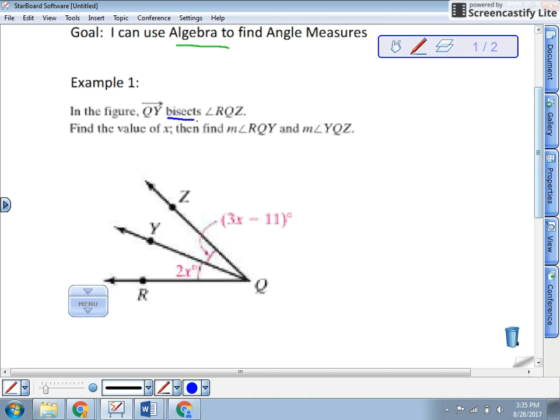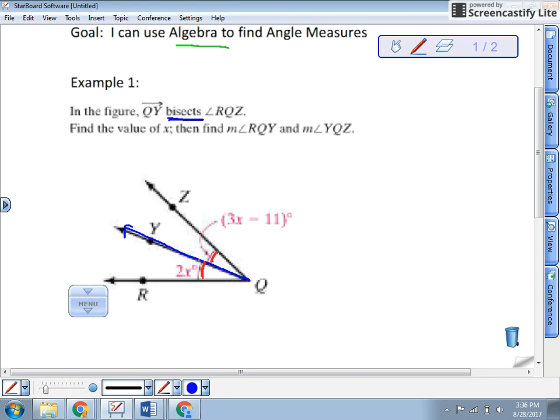Keyword there is bisects. Okay, this segment right here bisects angle RQZ. What do we know from bisect? That means it divides into two equal halves. So you can see from our tick marks right here, this angle is equal to that angle. So we've done problems like this before. In order to solve this problem, we just set each angle equal to each other.